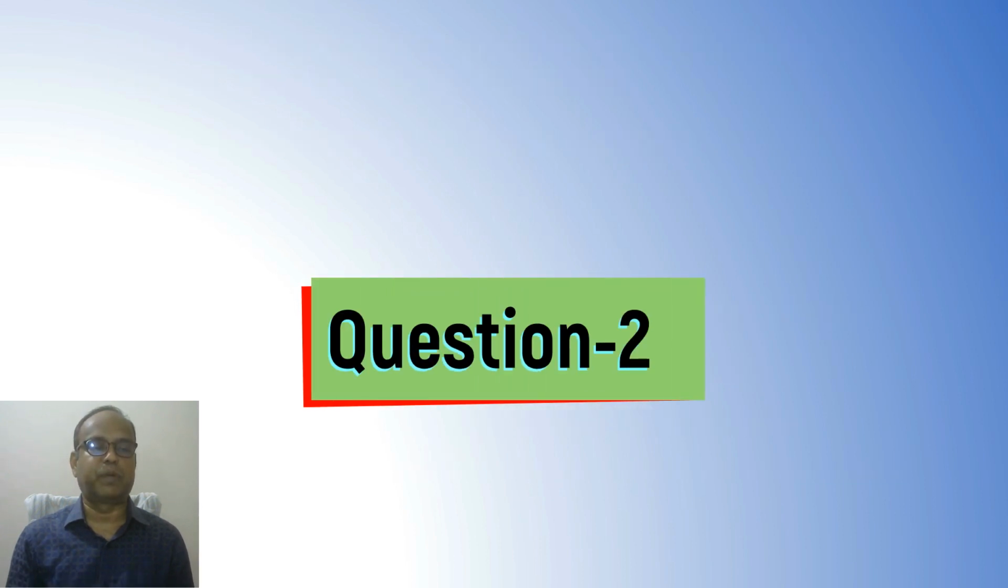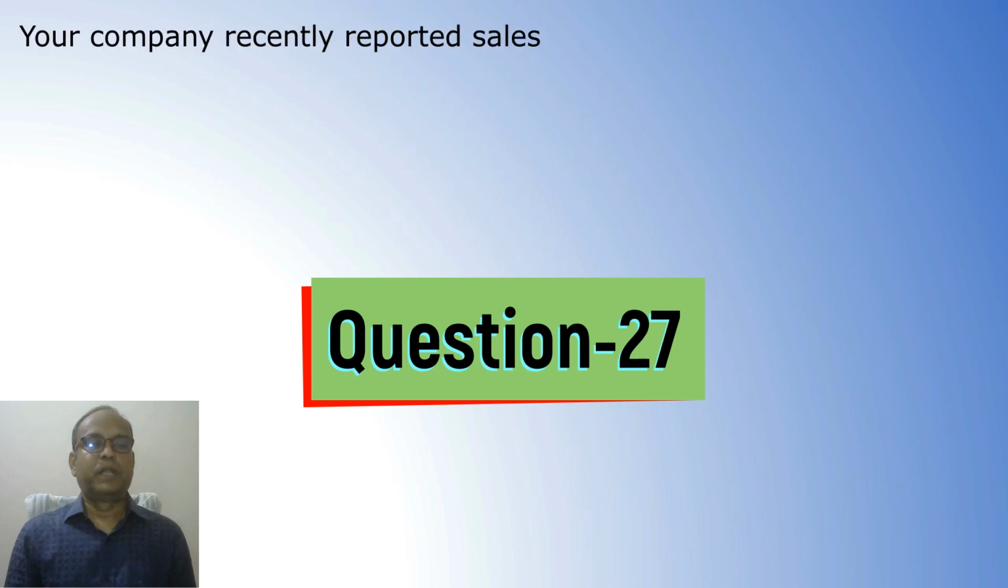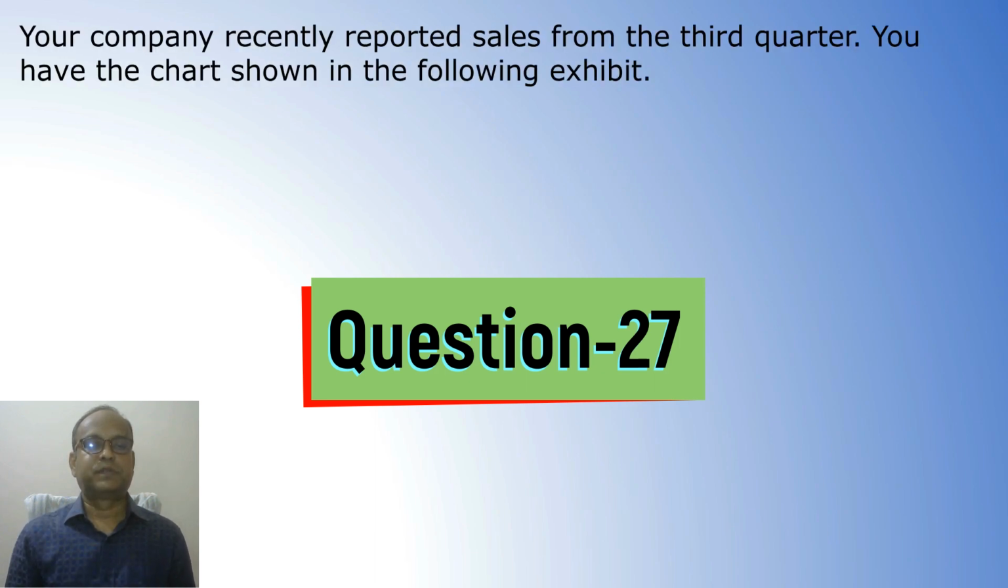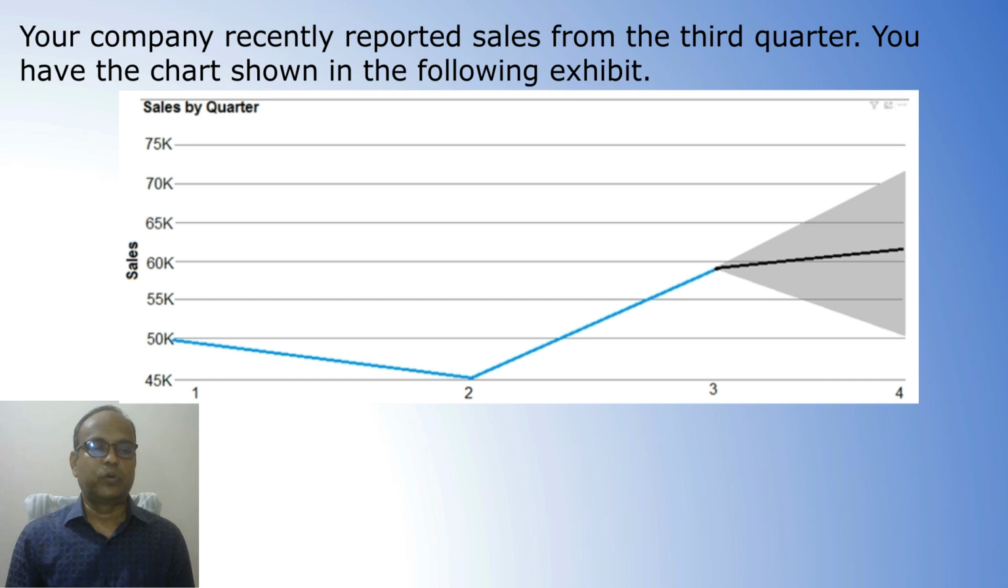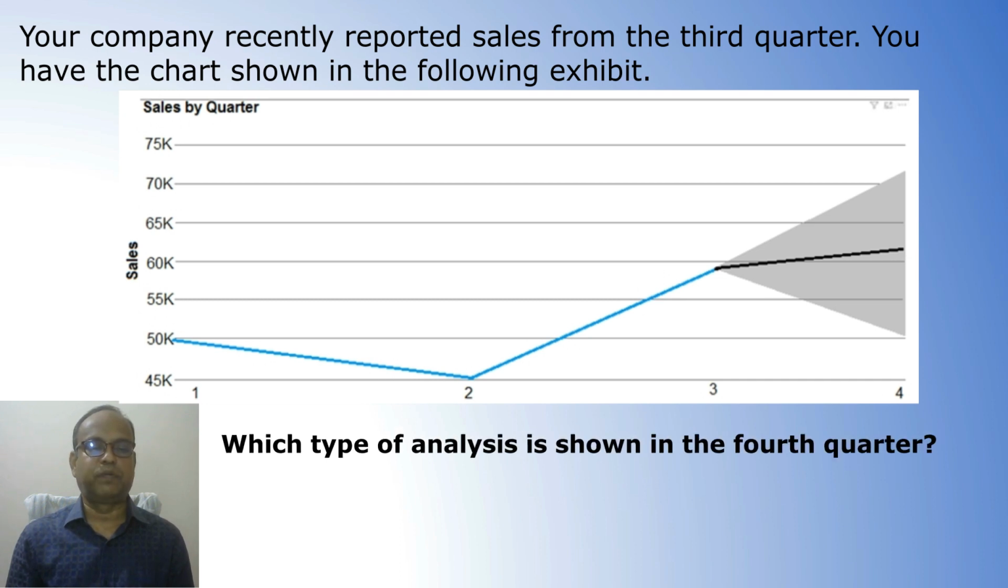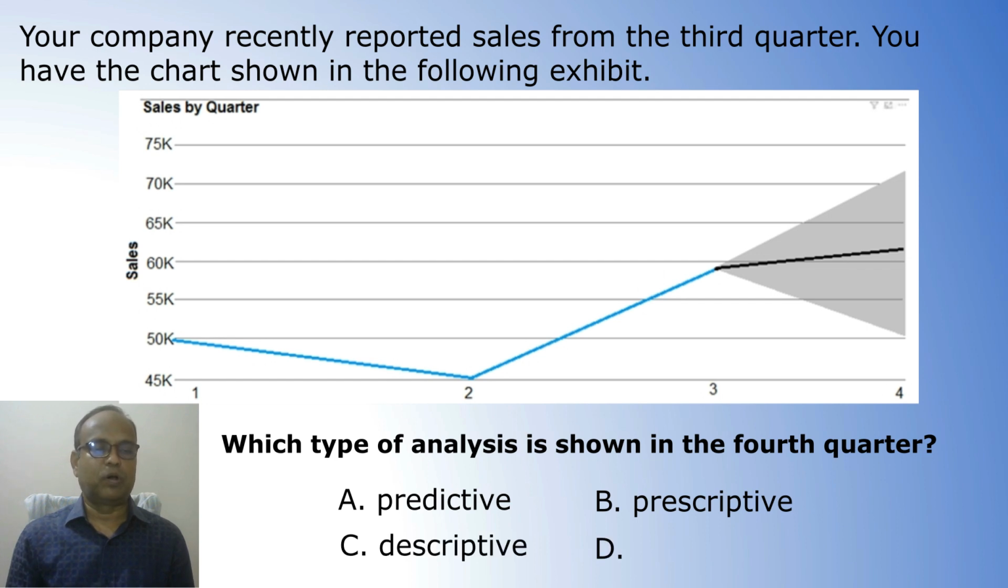Next question, question number 27. Your company recently reported sales from the third quarter. You have the chart shown in the following exhibit. Which type of analysis is shown in the fourth quarter? Option A. Predictive. Option B. Prescriptive. Option C. Descriptive. Option D. Diagnostic. Answer. The correct option is A because predictive analysis answers the question what will happen.